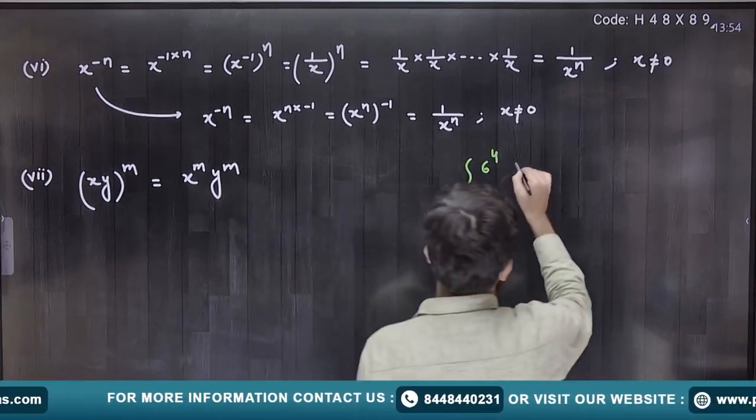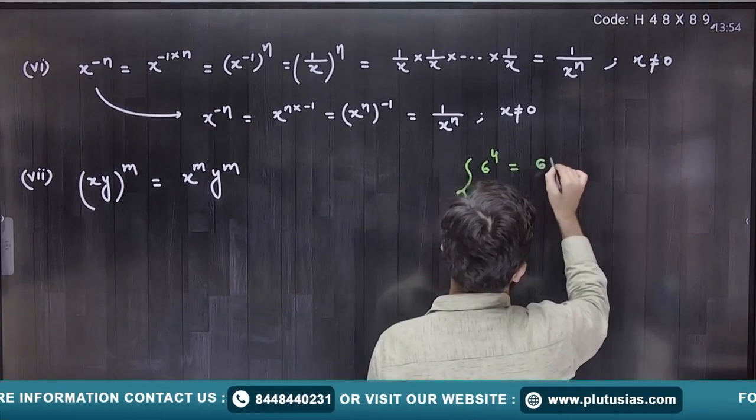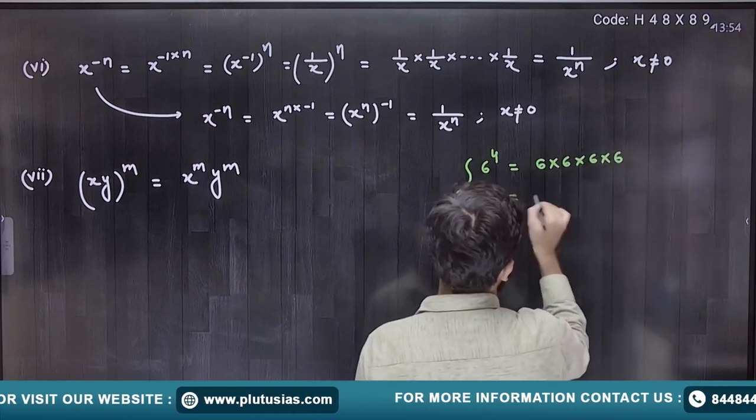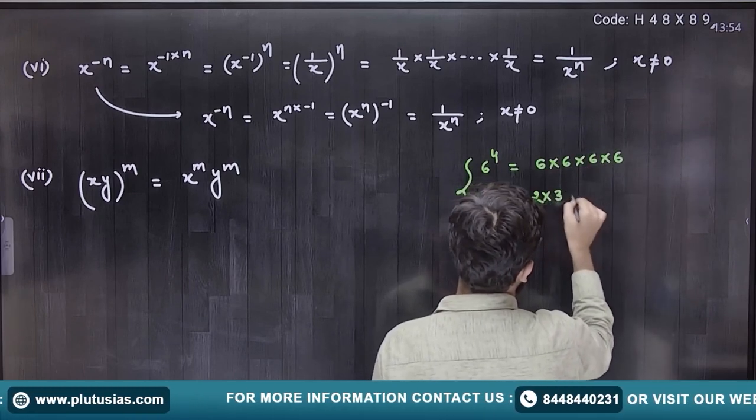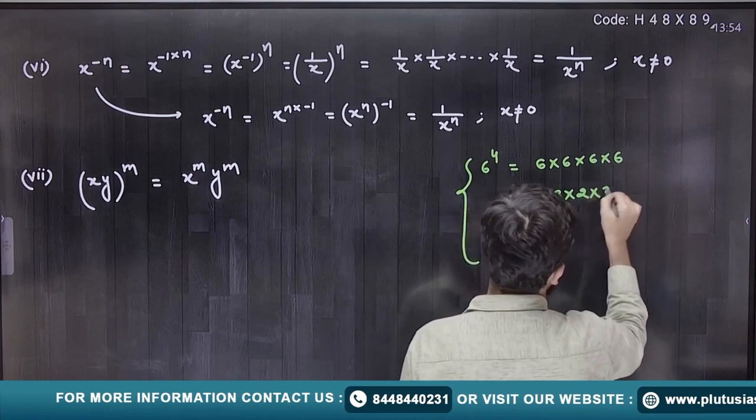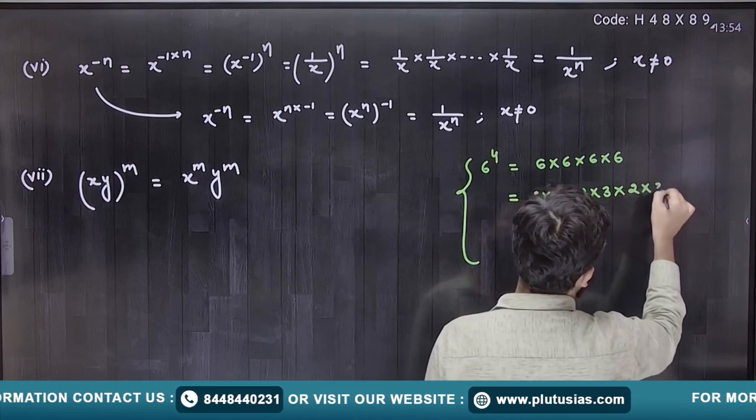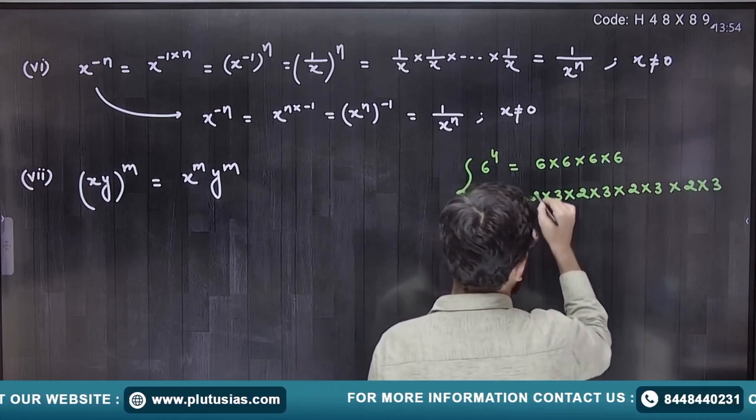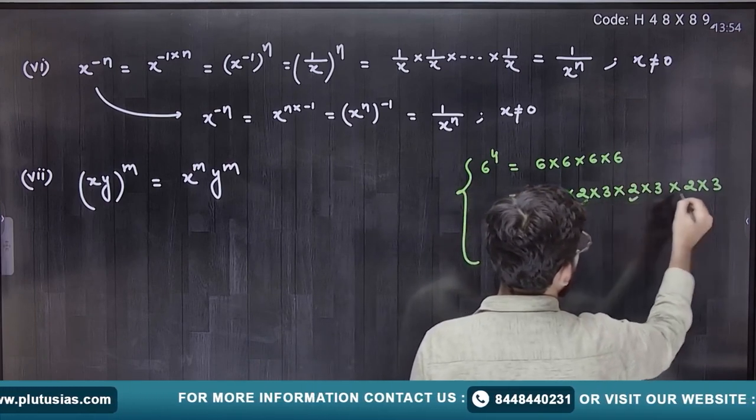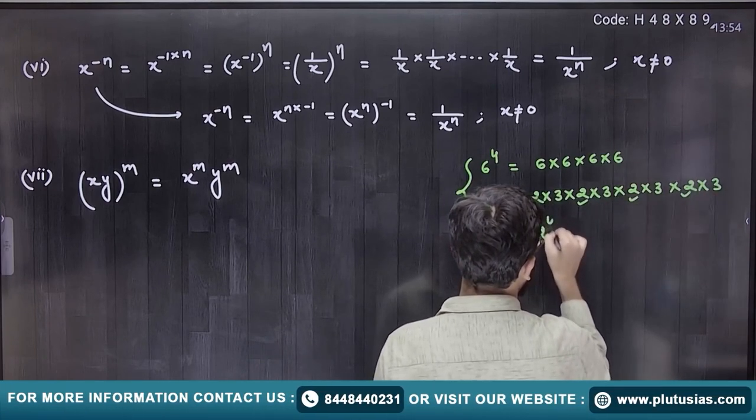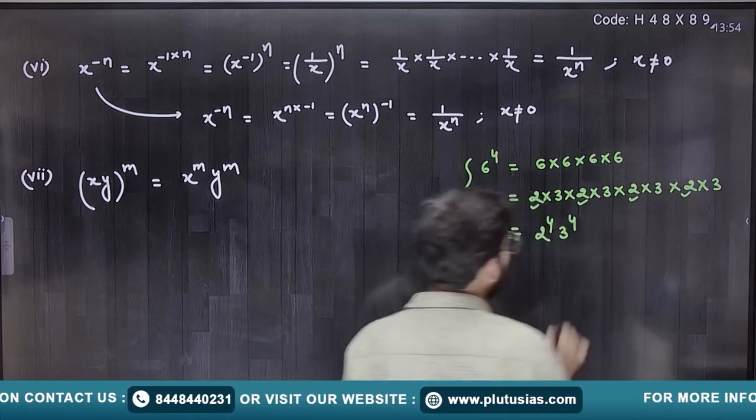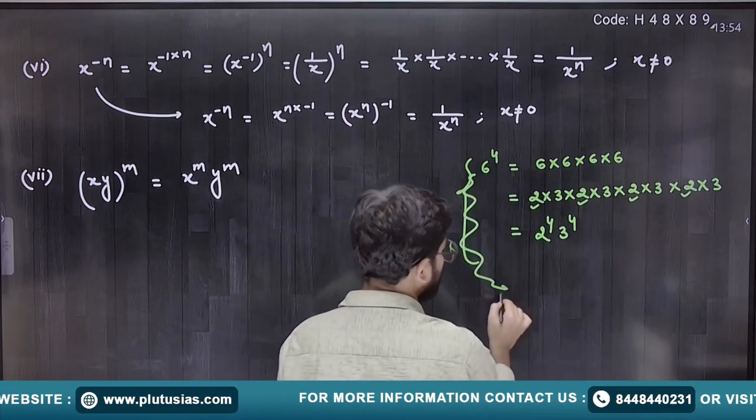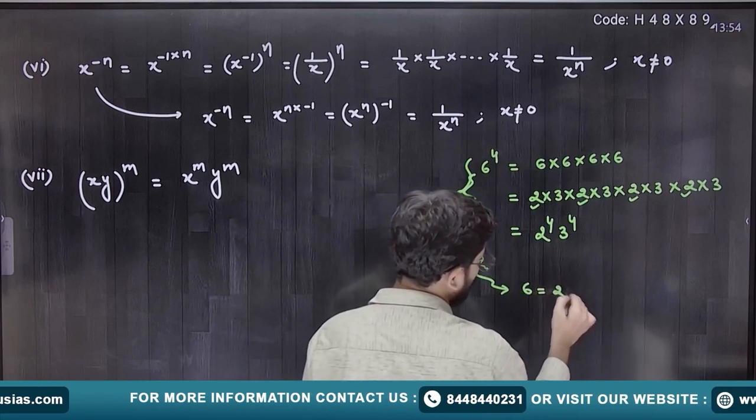So what is that? This is 6 into 6 into 6 into 6, 4 times. 6 can be written as 2 into 3, and again for the next 6, you can say 2 into 3. Here you can observe 2 how many times? 1, 2, 3, 4 times. Yes? 2 power 4. 3 how many times? Again 4 times. And your 6 can be written as 2 into 3.